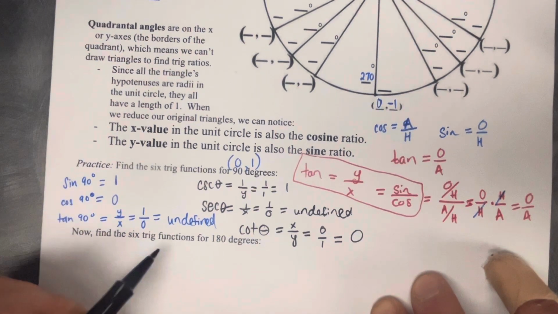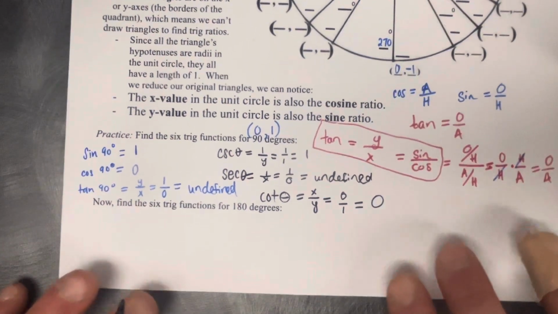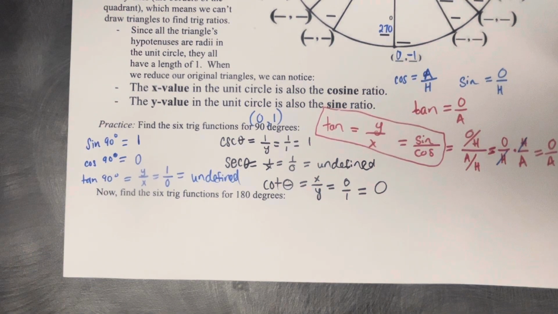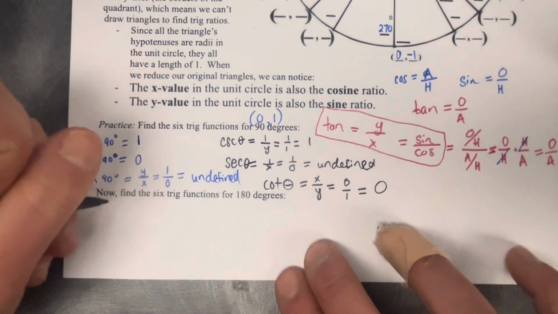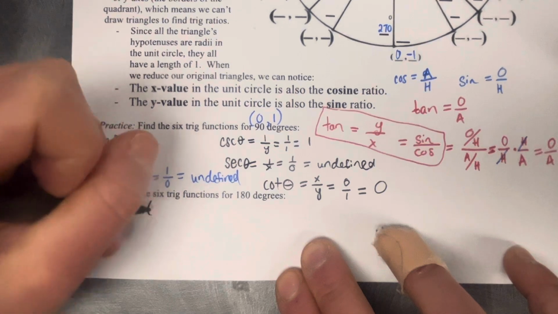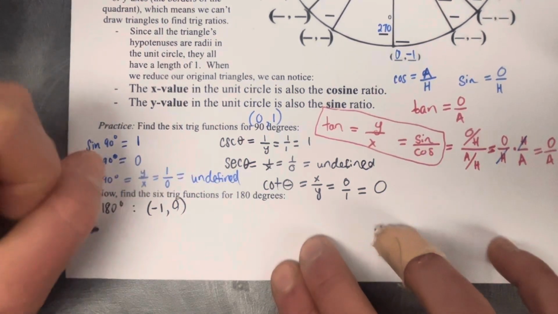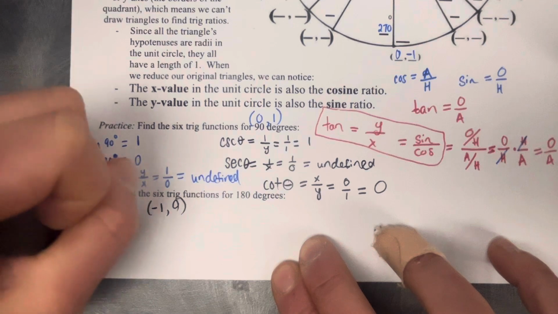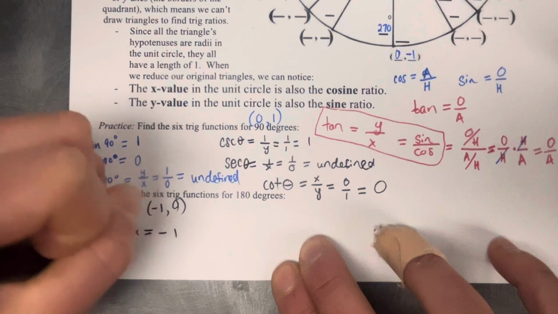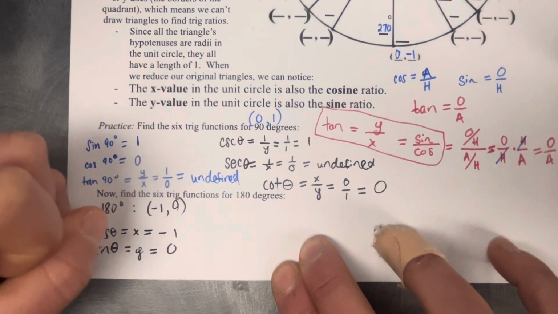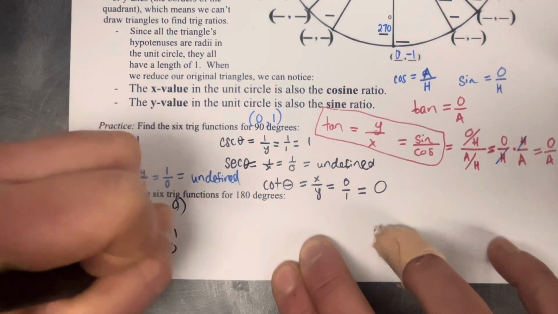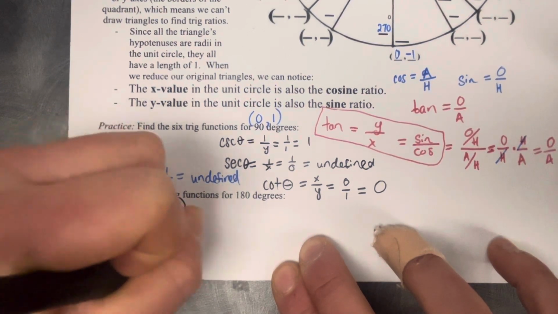Now, try to find the 6 trig functions for 180 degrees on your own, then unpause the video when you're ready to check your answers. So at 180 degrees, our coordinates are (-1, 0). That's all we need. Our cosine value is going to be our x value, which is -1. Our sine value is going to be our y value, that's 0. Our tangent value is going to be y over x, or 0 over -1, which is 0.